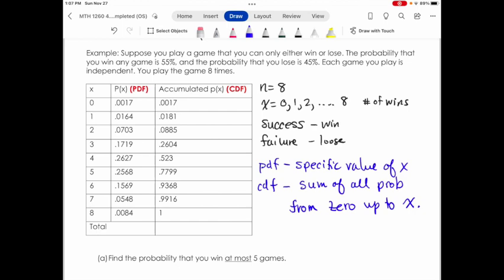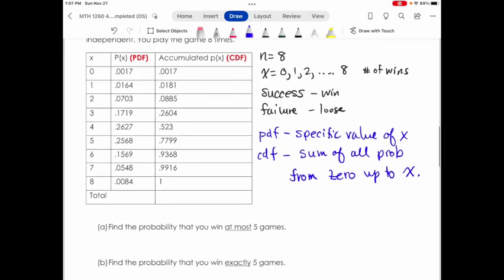0 plus 1 plus 2 plus 3 plus 4 plus 5. All of those are added up. Okay, so let's look at the first example, and then I'm going to go through and show you how to find these functions on your calculator.